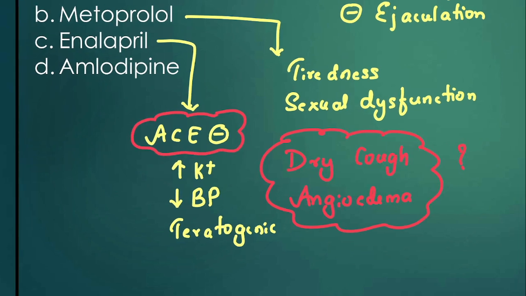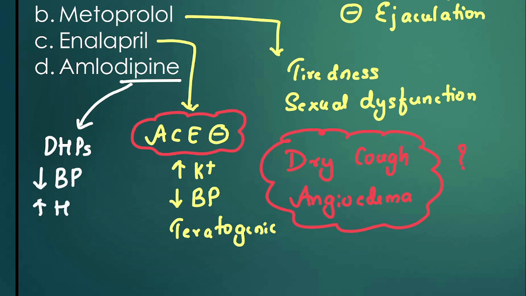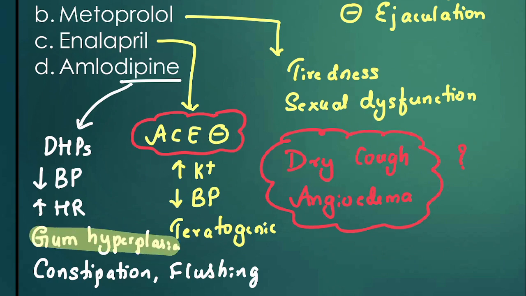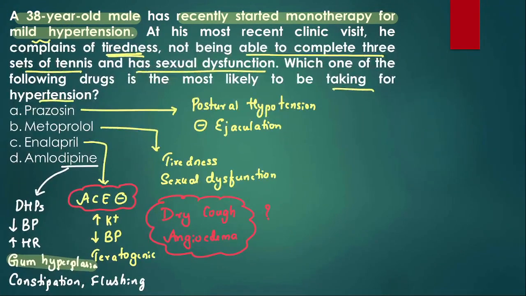Okay. Now anything ending with dipine, or dihydropyridines, they are CCBs. So they are vasodilators, so they decrease BP. When they decrease BP, there is an increase in heart rate, tachycardia. The important adverse effect is they can cause gum hyperplasia. The gums may become big in size, and also they can produce constipation and flushing due to vasodilation. So most importantly tested one is gum hyperplasia. So I have told you the adverse effects of all these drugs.